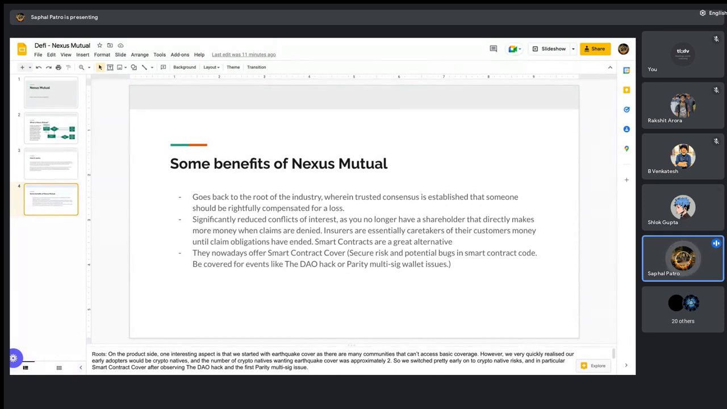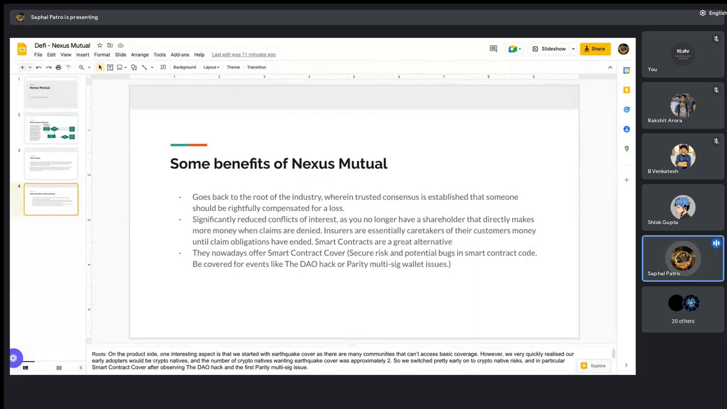They started by providing earthquake cover, which is actually one of the things that I believe they should be adding into their product offerings, because you want to provide insurance against tangible physical products as well. Otherwise, it's very difficult for an insurance company to grow.